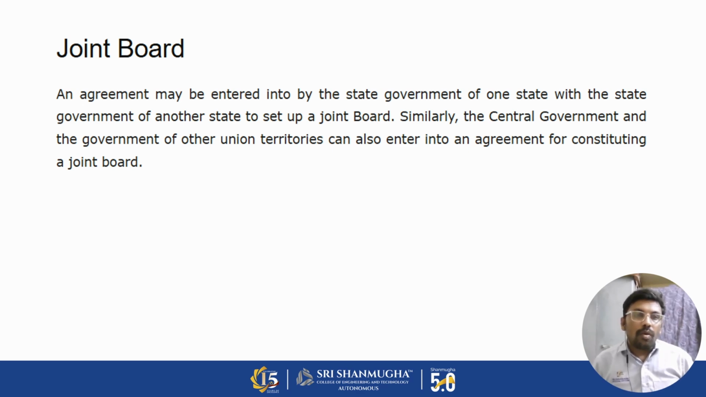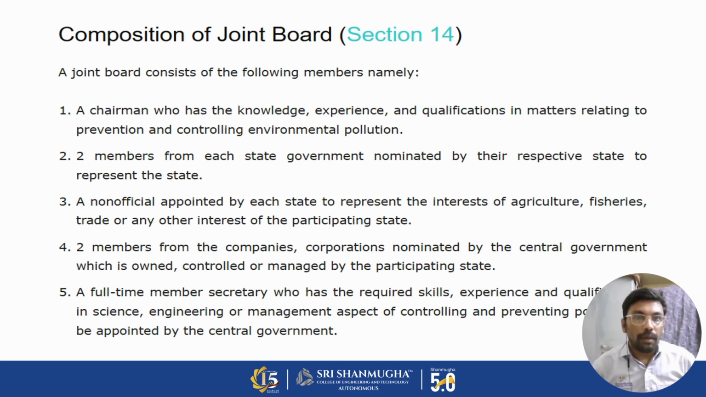So joint board means a combination of both the state government and the central government. In the joint board, an agreement may be entered into by the state government of one state with the state government of another state to set up a joint board. Similarly, the central government and the governments of the union territories can also enter into an agreement, constituting a joint board, right? So the union territories also have some powers based on this Water Act.